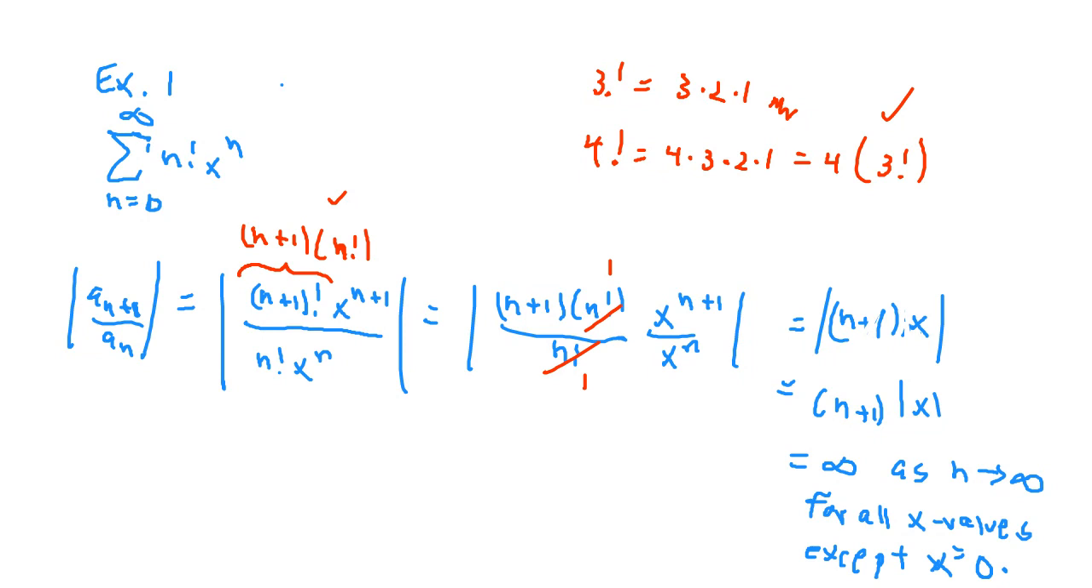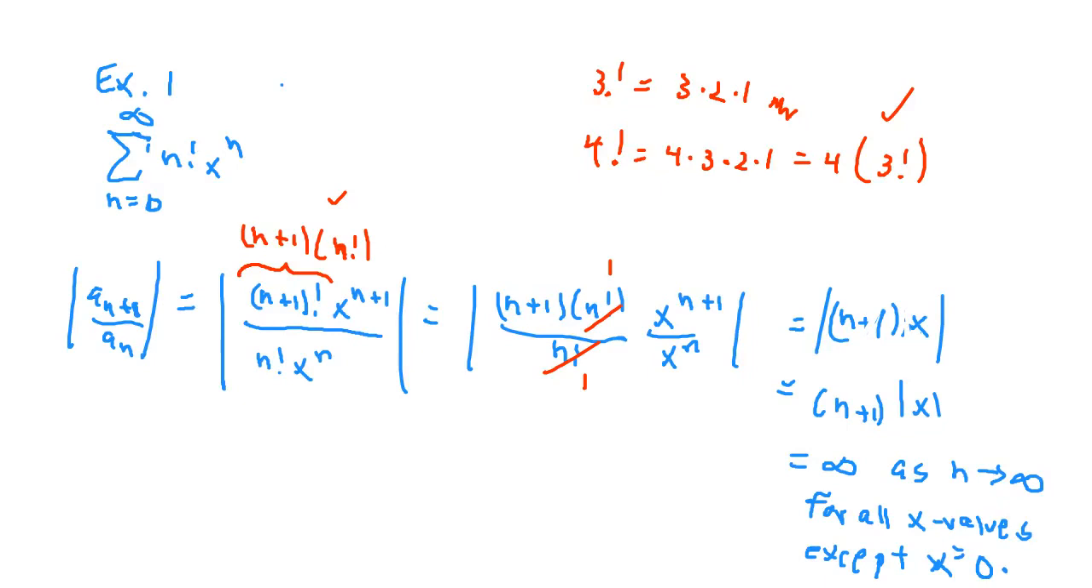So some of these problems you'll have to deal with factorials, and they're not hard to deal with. This is traditionally how you do that. So that's right, Yonatan. At x equals 0, the limit will not equal infinity. As a matter of fact, it will equal 0.